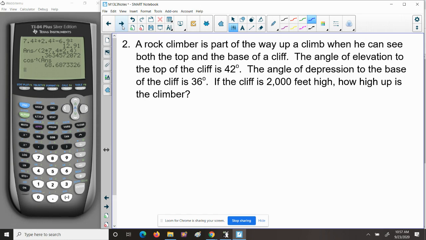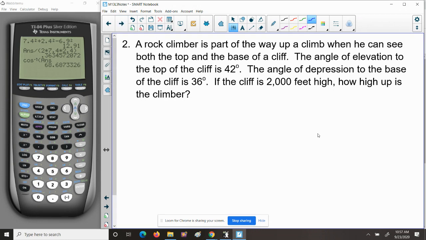A rock climber is part of the way up a climb when he can see both the top and base of a cliff. The angle of elevation to the top of the cliff is 42 degrees. The angle of depression to the base of the cliff is 36 degrees. If the cliff is 2,000 feet high, how high up is the climber?